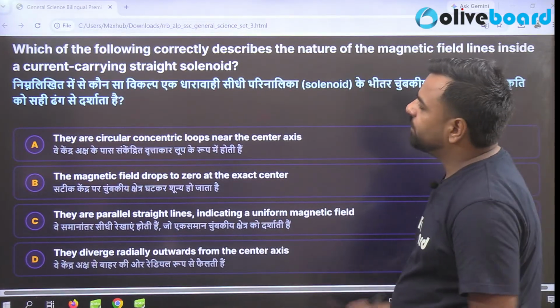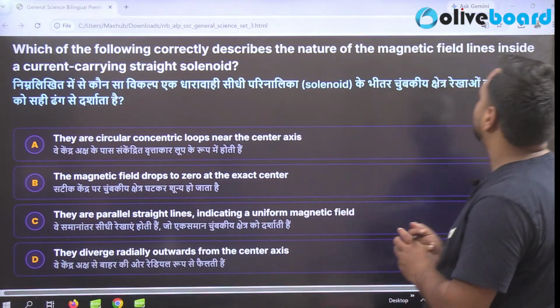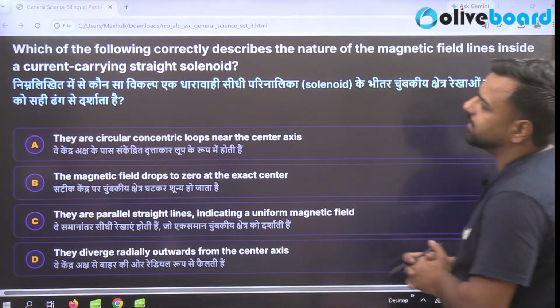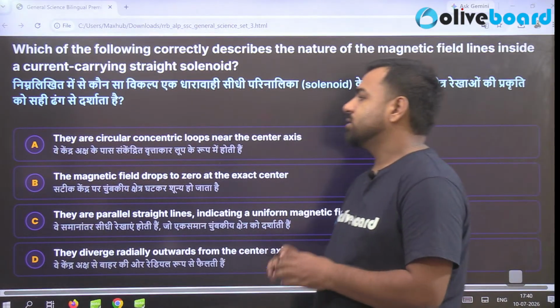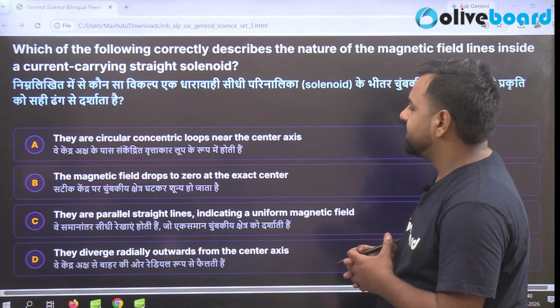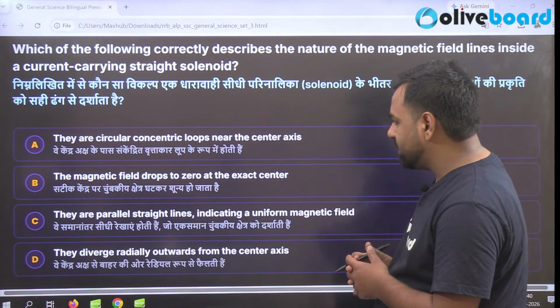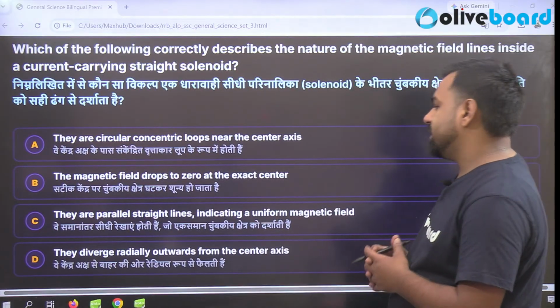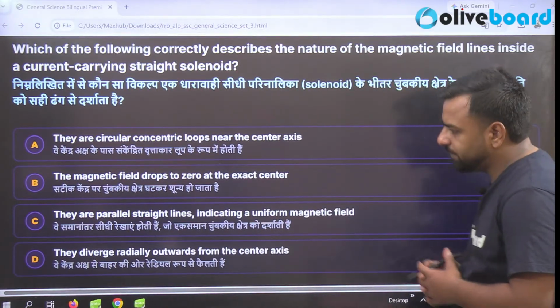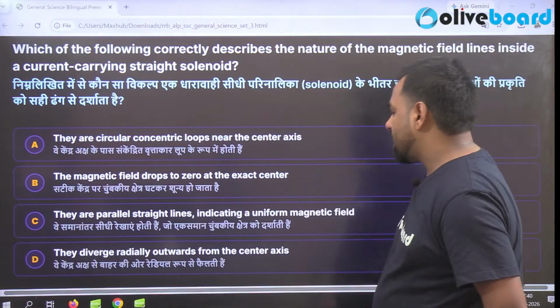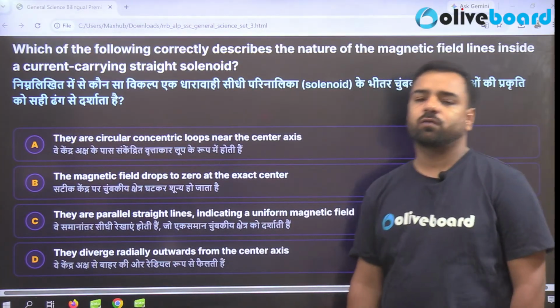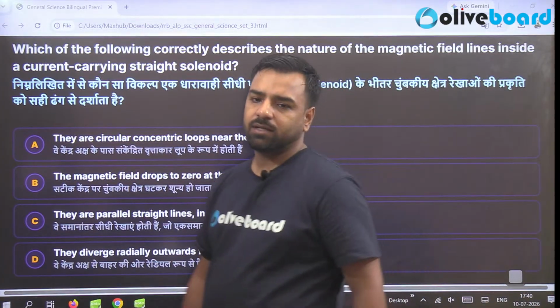The question is, which of the following correctly describes the nature of the magnetic field lines inside a current carrying straight solenoid? They are circular concentric loops near the central axis. The magnetic field drops to zero at the exact center. They are parallel straight lines indicating a uniform magnetic field. They diverge radially outwards from the central axis. So what do you think is the correct answer?